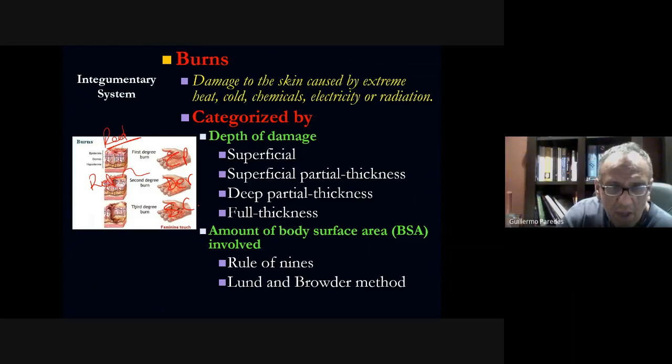And the third degree is going to be a lesion so deep in the dermis that actually all the terminal nerves are dead, are gone. So you actually see black tissue, like a burn, like charcoal. Okay? All right, that is the burns category.